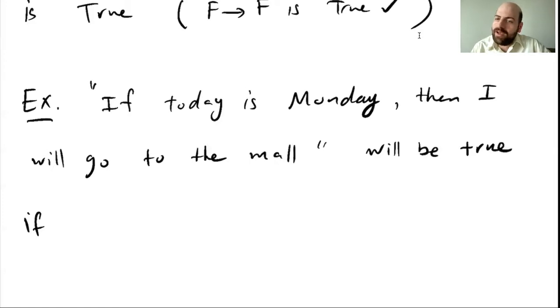Okay, now whenever we have a conditional statement, we can talk about a few things such as the converse of a statement, the inverse of a statement, and also the contrapositive of a statement. So let's look at the definition of each of those: converse, inverse, and contrapositive of a conditional statement.